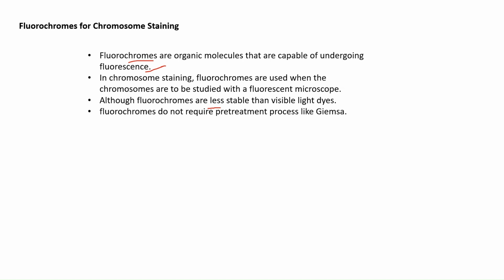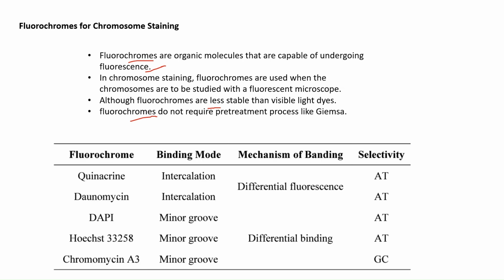So it has an advantage and it has one disadvantage. The advantage is fluorochromes do not require any pre-treatment like Giemsa staining, and the disadvantage is these are less stable as compared to the Giemsa stain. These are some of the fluorochromes that are used for staining of chromosomes, and different binding modes are given. For example, quinacrine is a fluorochrome which intercalates with the DNA, and they differentially fluoresce the DNA segment. So it is selective for AT. That means they will stain only the AT. Stain means they will fluoresce. The AT part will fluoresce.